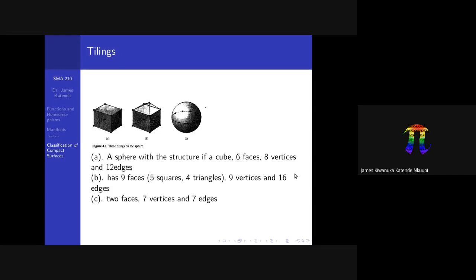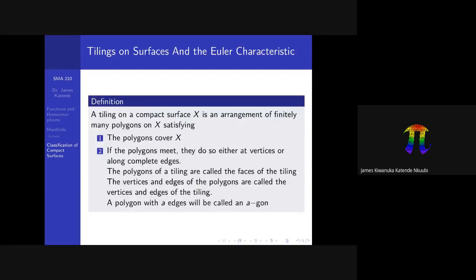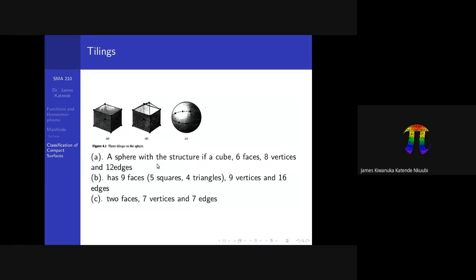So this is an example of 3 different tilings on the same compact surface. You can have more than one tiling on the same compact surface. In this case, the compact surface is a sphere, and all of these are tilings on the sphere. If you go back a step, you will see that they satisfy both properties. The polygons cover X, so there is no place left uncovered by the polygons, and they all meet either at the vertices or along complete edges.